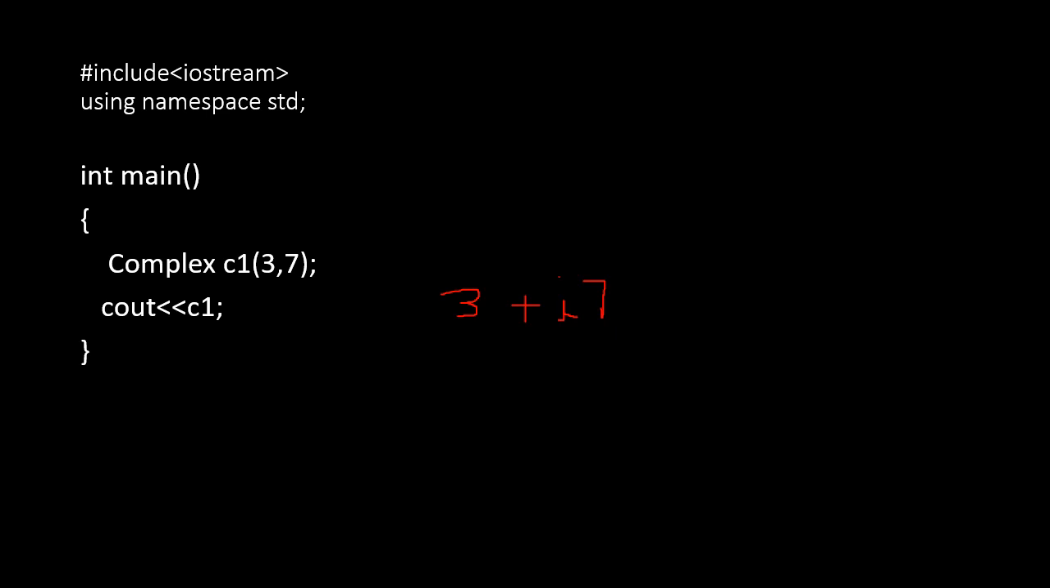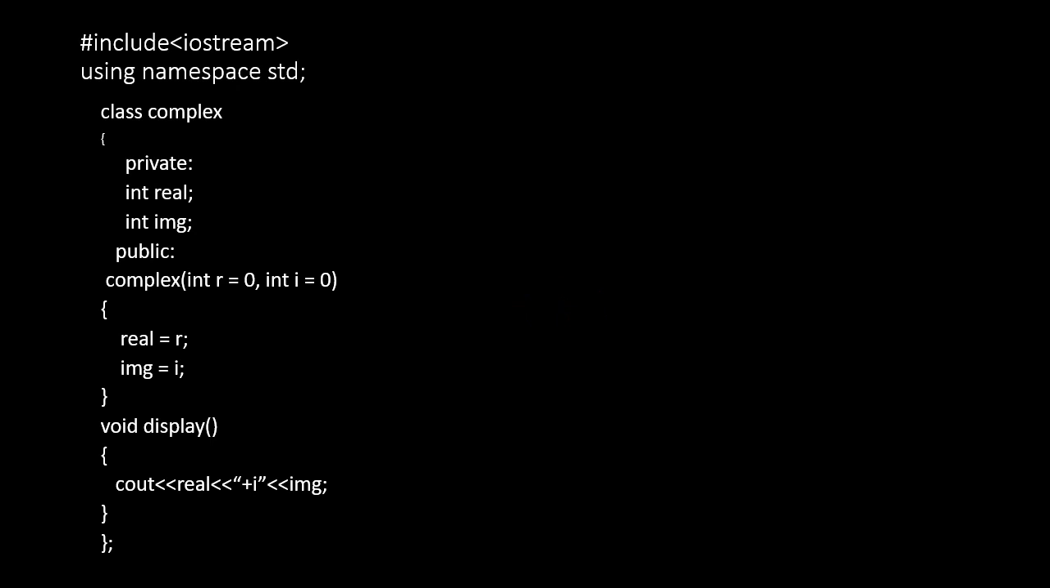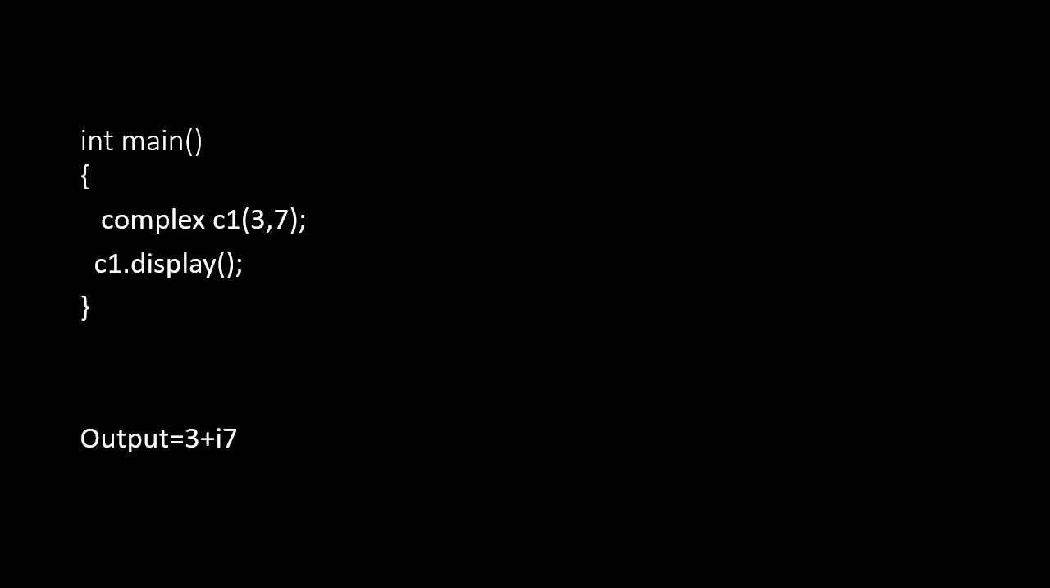Now let's write one function, first for displaying the complex number, and then I will convert it into an operator. Here I have taken a class complex with private members real and imaginary, and public members a default argument constructor and void display. This function will display cout real plus i imaginary. So C1.display will give an output of 3 plus i7. So it is clear how to display a complex number.